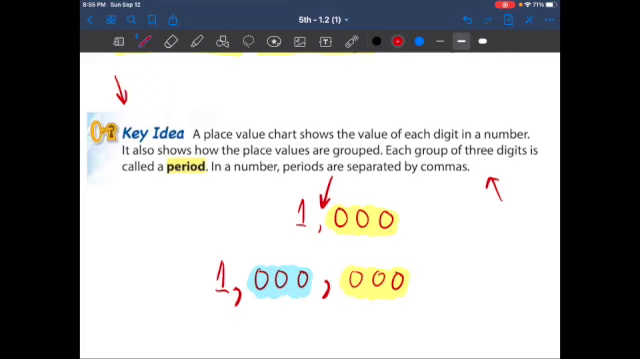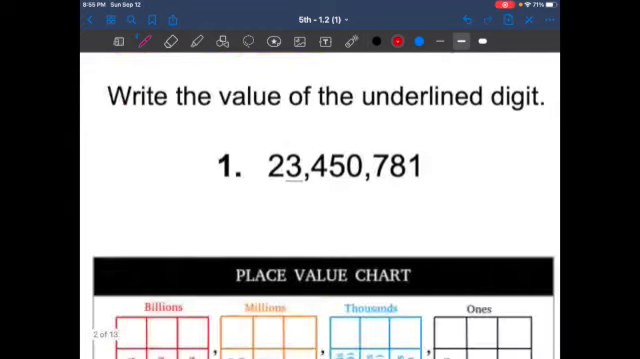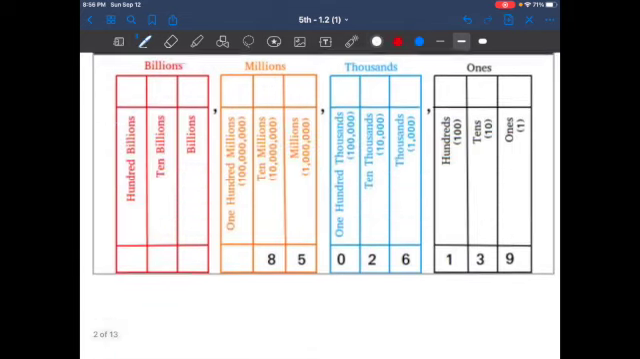Ladies and gentlemen, I am going to print you a document so that you guys can have your place value chart. Make sure you keep it inside of your binders. So let's do this really quick.